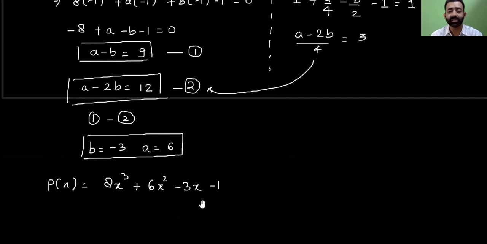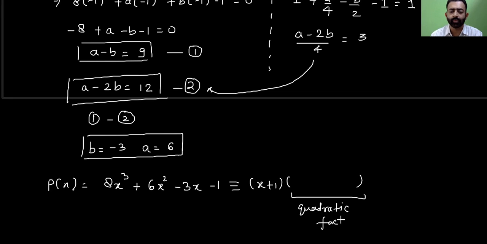Now it says that x plus 1 is one factor of this. Okay, if x plus 1 is one factor, I can write this as x plus 1 multiplied by some quadratic factor. This has to be a quadratic factor, right? The reason I've told you in the lecture series. If you are having doubt why this has to be quadratic, just go back to see the videos.